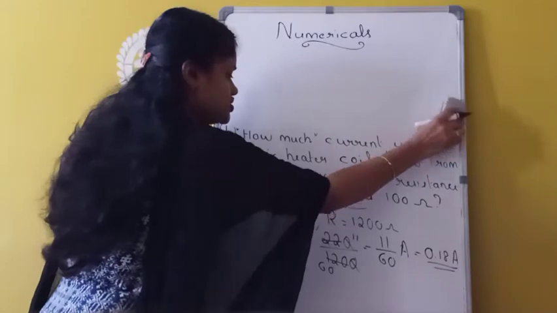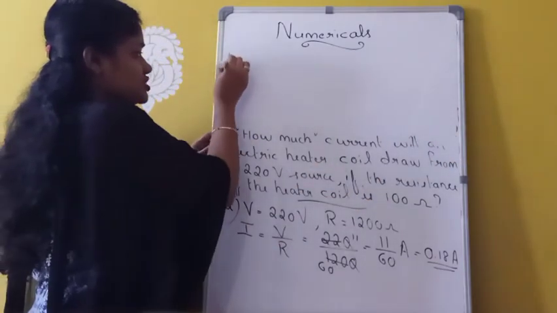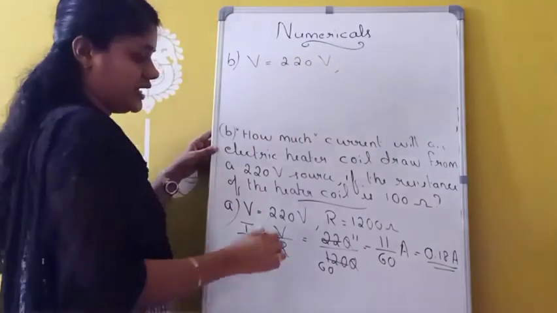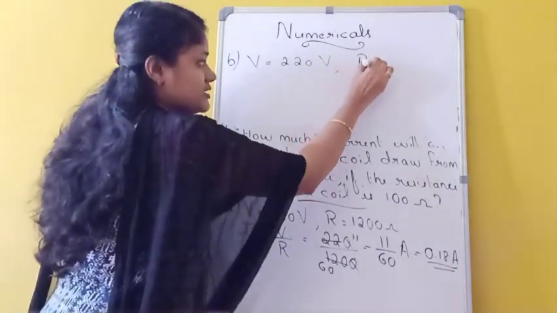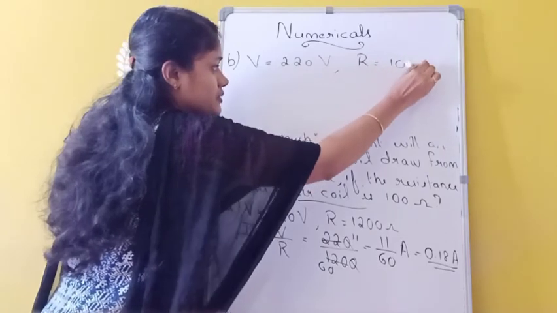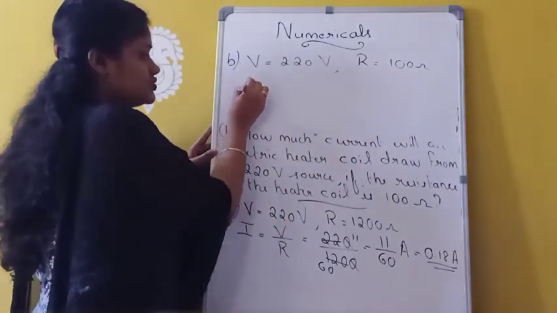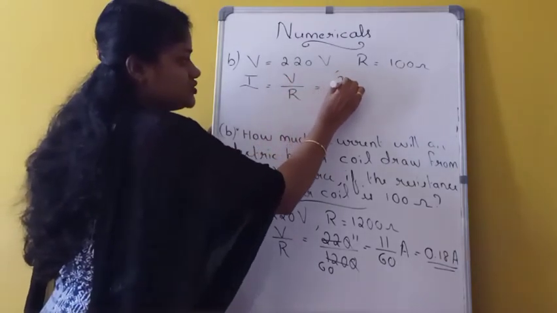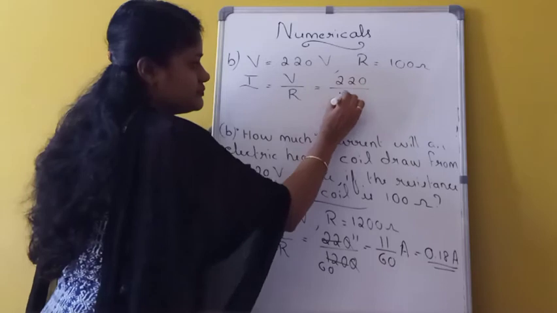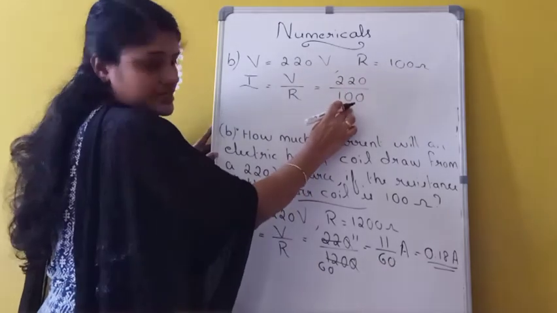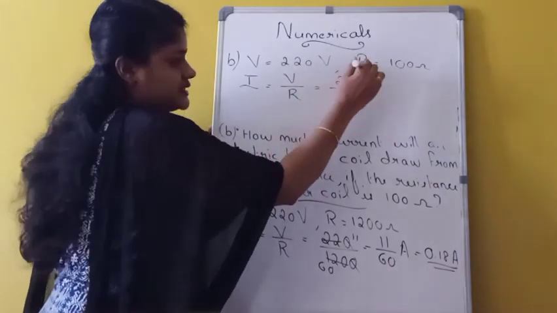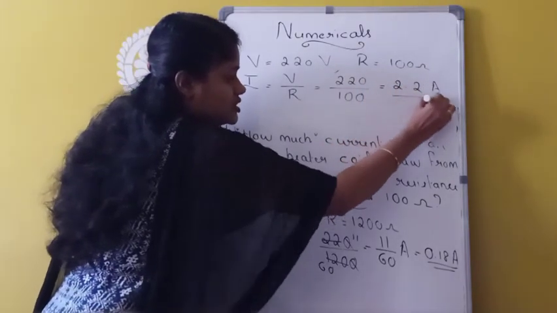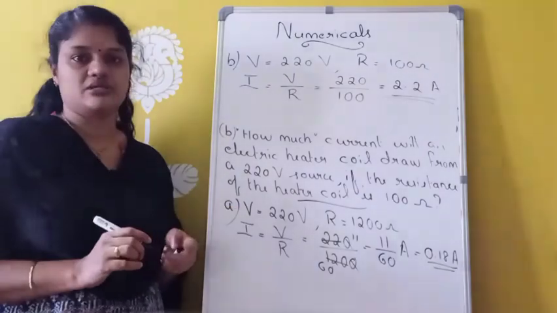Then about the second part. In the second part, potential difference is 220 volt. So V equals 220 volt. And what is the resistance here? R equals 100 ohm. And here also we have to find current. So formula is I equals V by R. That means 220 divided by 100. Okay, so dividing by 100 means we can move the decimal to the left side. That means we'll be getting how much? 2.2 ampere. So this is the current in the second case.